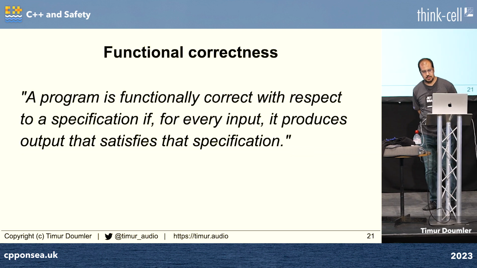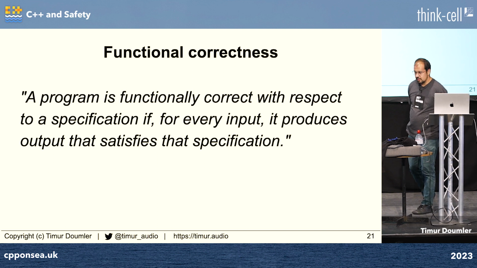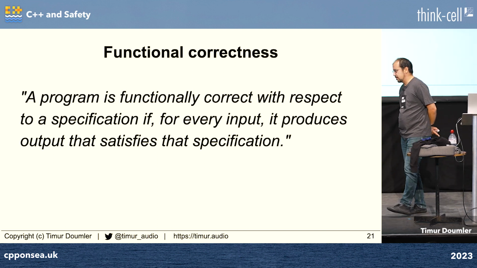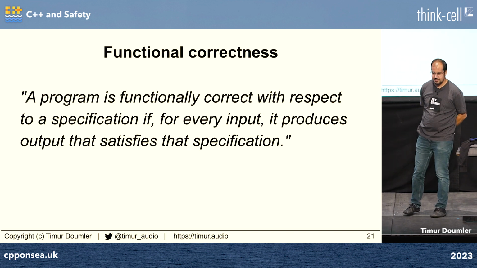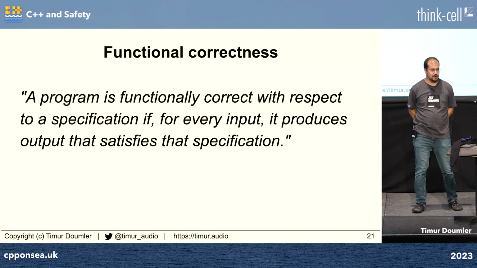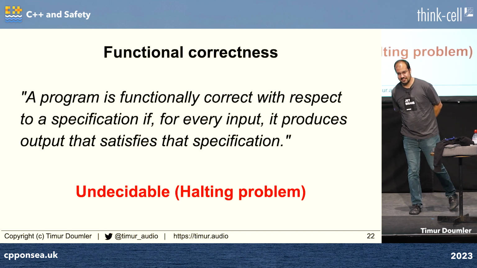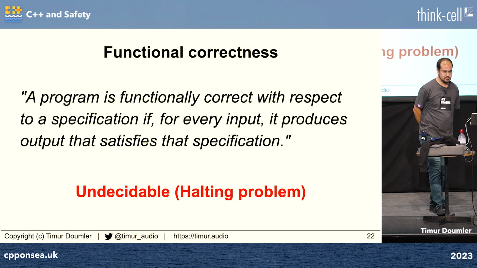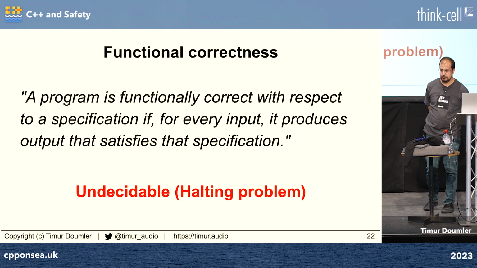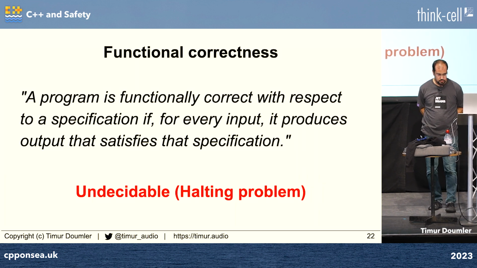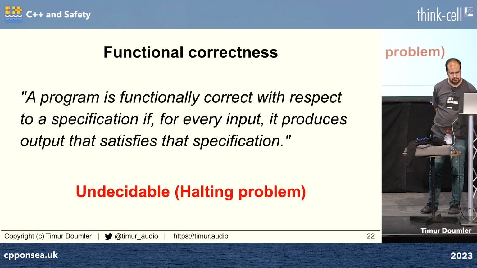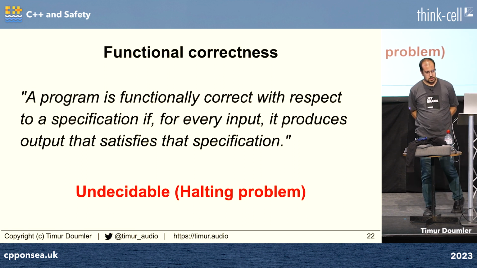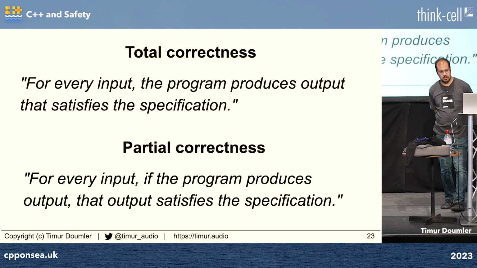Another problem with this is that if a function returns the correct result, that assumes that the function actually returns. And as we all know, that's undecidable. That's the halting problem. You cannot prove whether a function even returns anything in general. Obviously, you can for simple cases, but there's no general algorithm to do that. So what we can do is split functional correctness into total and partial correctness.